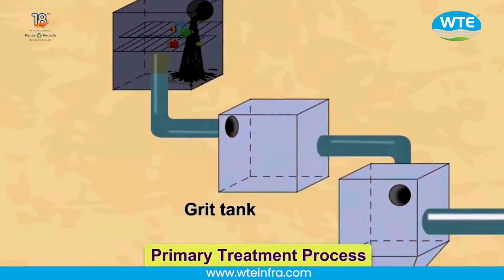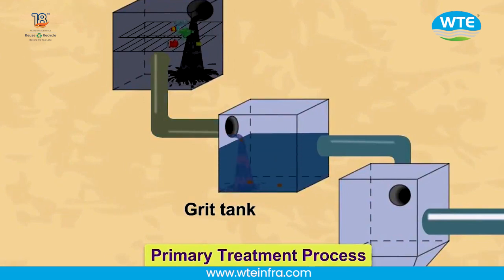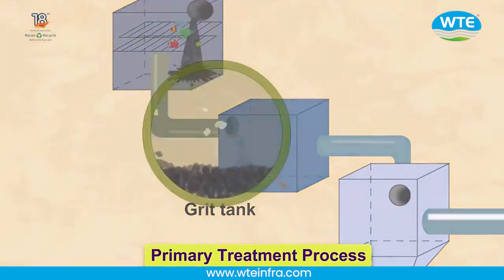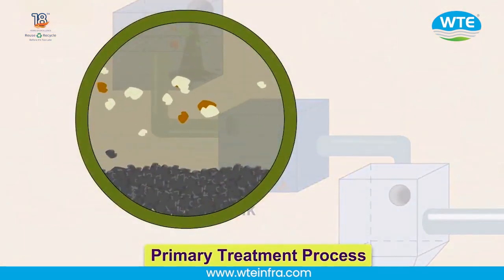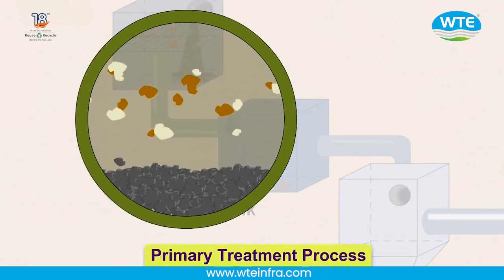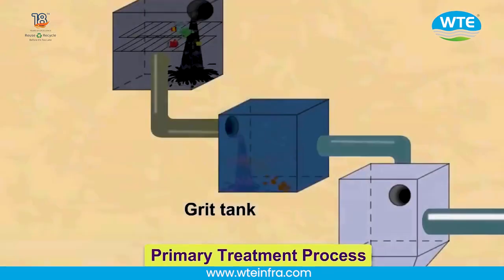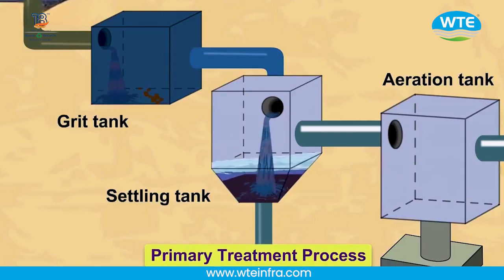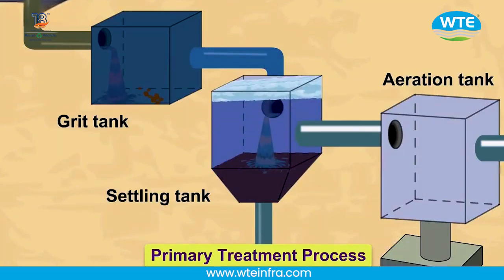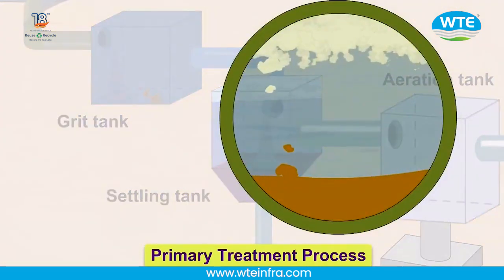In the primary treatment process, the sewage flows through the grid chamber very slowly, so that the sand, pebbles, and soil settle down at the bottom. The sewage flows into the settling tank or sedimentation tank, where the solid wastes like feces are allowed to settle down. Wastes such as soaps, oils, and grease rise to the top of the wastewater.